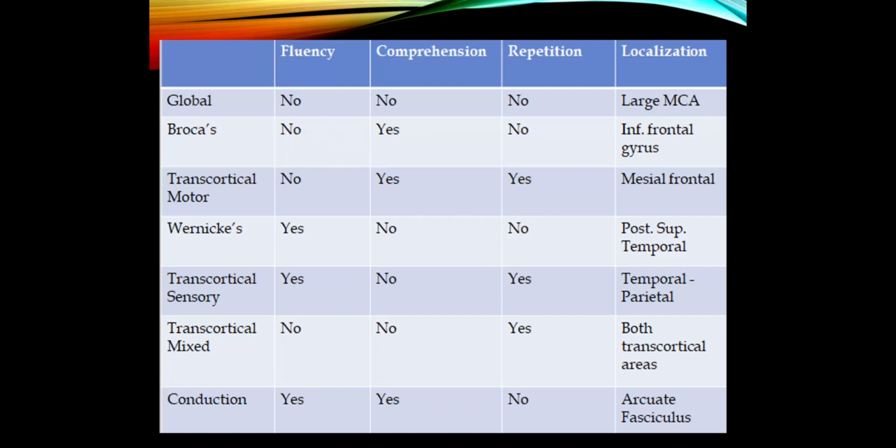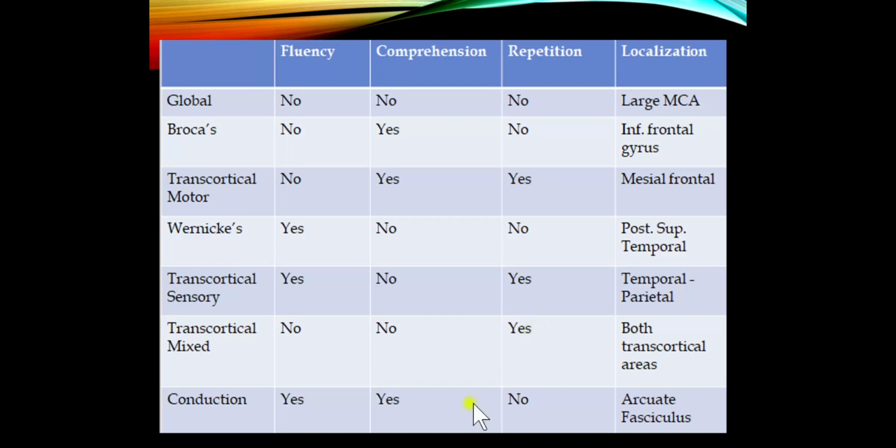lesion of Broca's area. Wernicke's aphasia, they're very fluent, lots of words coming out, but they don't understand, and they can't repeat sentences. Remember, transcortical sensory looks just like a Wernicke's, but they can repeat sentences pretty well. And a transcortical mixed means it's a larger watershed stroke that is both transcortical motor and sensory. So these patients look like a Broca's, they look like a Wernicke's, but yet they may echo back some sentences.